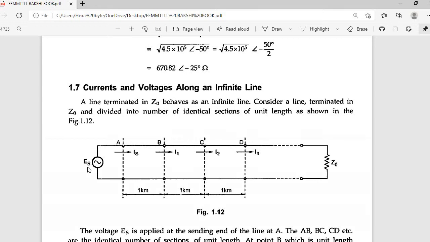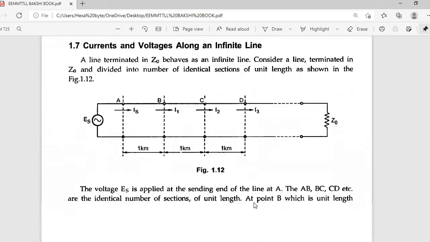Here the source voltage or sending voltage is ES. The points we are assuming are point A, B, C, D, like that. The current initially is the sending current IS, the total current at that instant, then at this instant I1, this instant I2, this instant I3. Each and every point is at a distance of 1 kilometer. The transmission line is assumed to extend to infinity, so we are taking the points 1 kilometer apart.